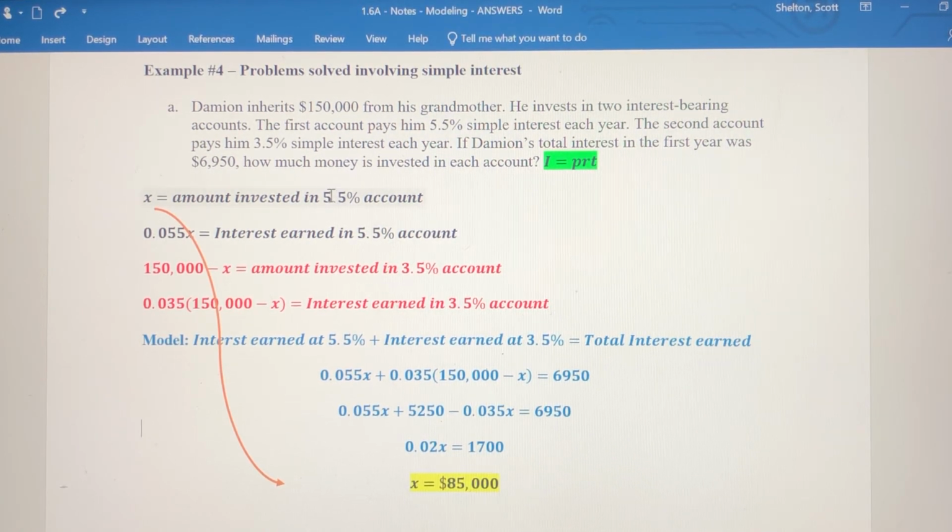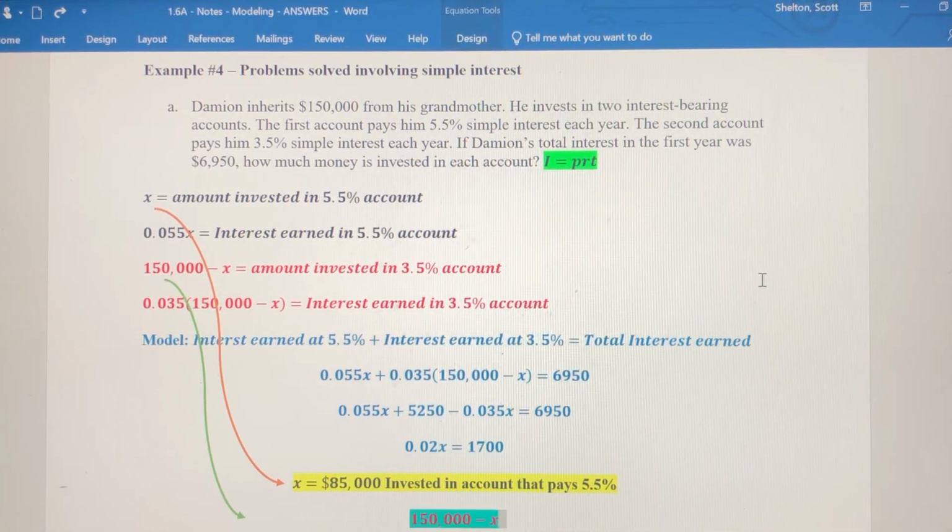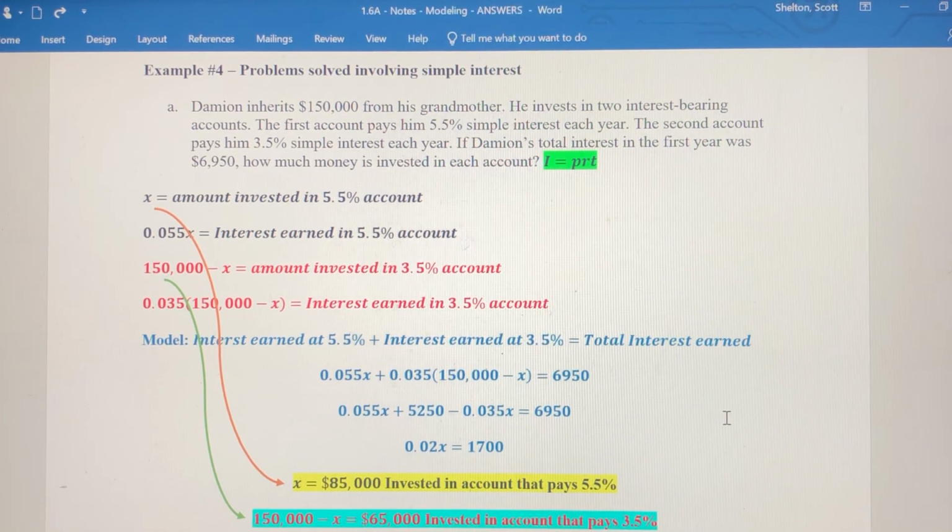So that's the amount invested in the account earning 5.5%. If I want to find the amount invested in the 3.5% account, I'm going to take that 85,000 and subtract it from 150,000, excuse me, and I get $65,000, which is invested in the account that pays 3.5%. So that's one quick situation where you could use simple interest to do some problem solving. There you go.